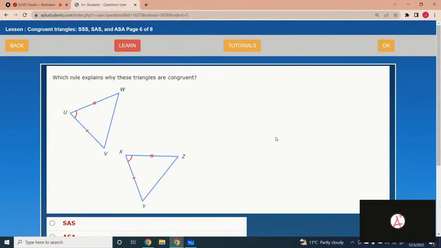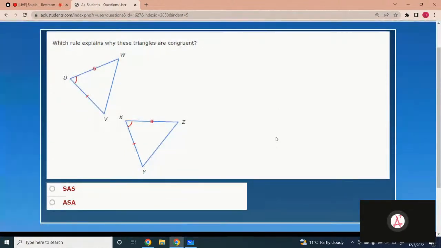Okay. What about this one? For this one, just look at WU and VW are congruent to XZ and XY. So the angle between the two congruent sides is U. Here XZ and XY are congruent, so the angle between the two sides would be X. So it would be side, angle, and side.